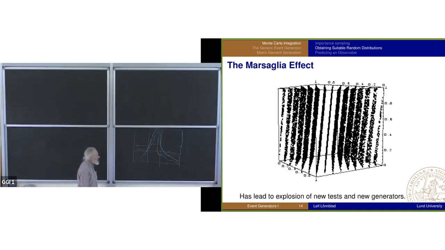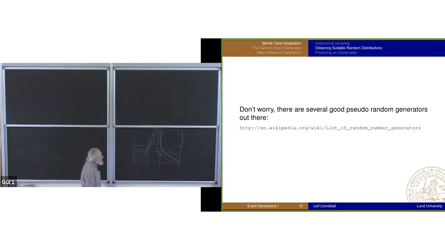Basically, it looks something like this. So if you generate the direction of a particle, and you generate phi and then theta, and they are correlated, it's not good. So we need better things. And there are very many very good pseudo-random number generators around. They should, in fact, cover the full phase space, so any point should be accessible, so to speak. And they should look random.